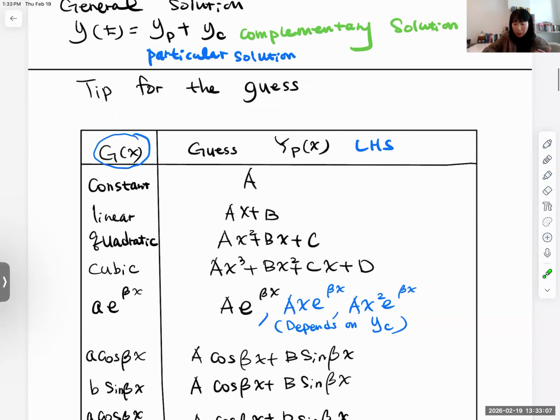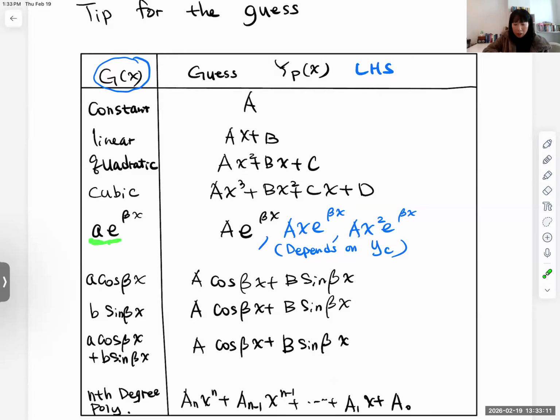Now, brand new: if we have the constant A and then e to the, we call this beta, read beta in the Greek alphabet, so e to the beta x, then we can guess the particular solution as a constant with the same coefficient, A e to the beta x, or A times x times e to the beta x, or A x squared e to the beta x. I added the blue one.